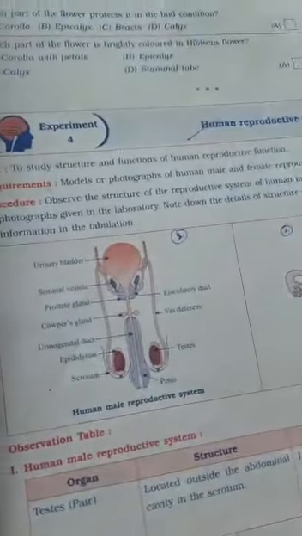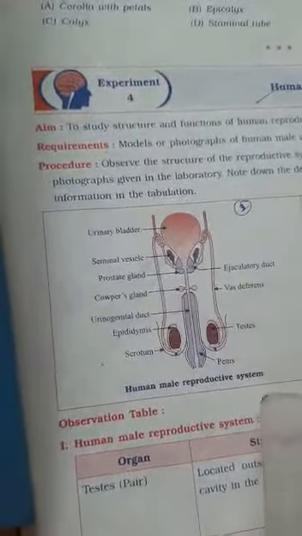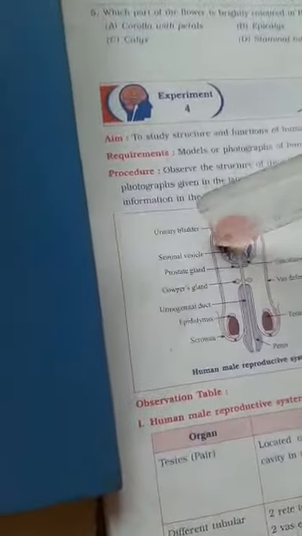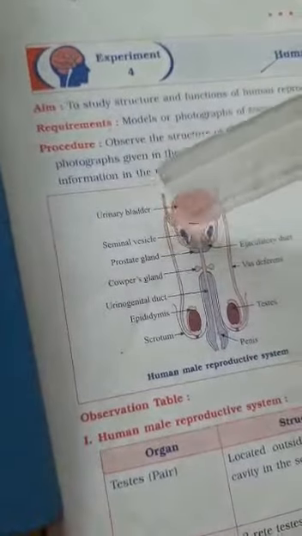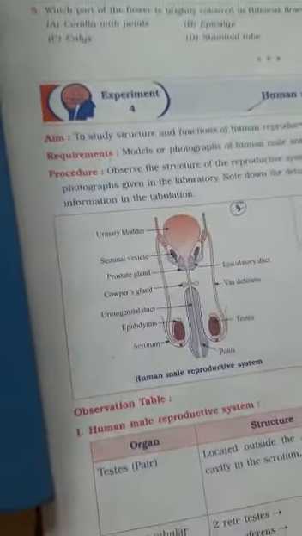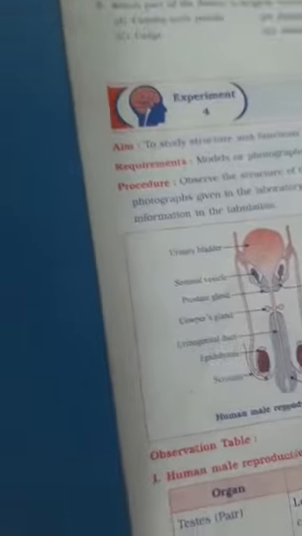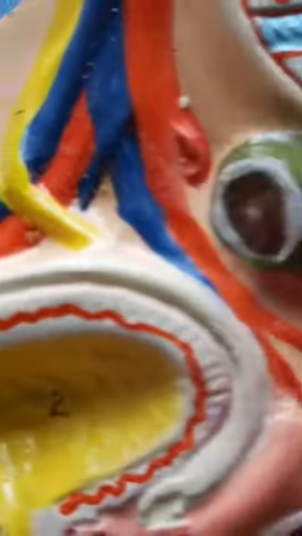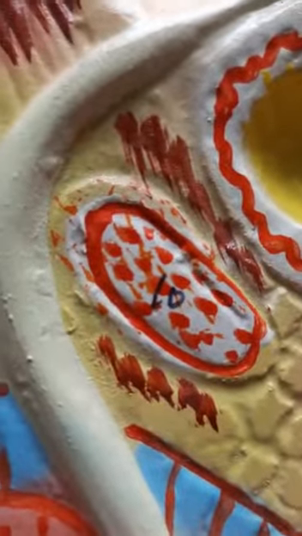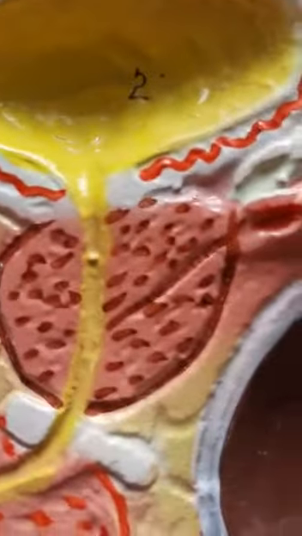Now the next organ is the seminal vesicle. These are a pair. This is one pair of seminal vesicles, which is helpful in secretion, as well as in production of sperms. So the secretion along with mature sperms is called semen.